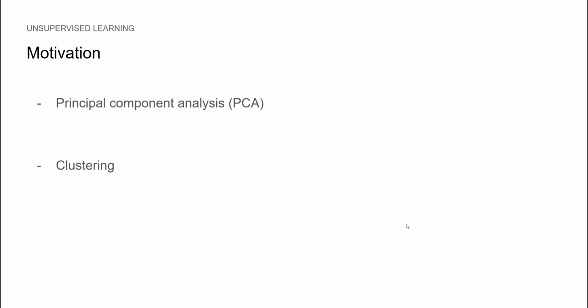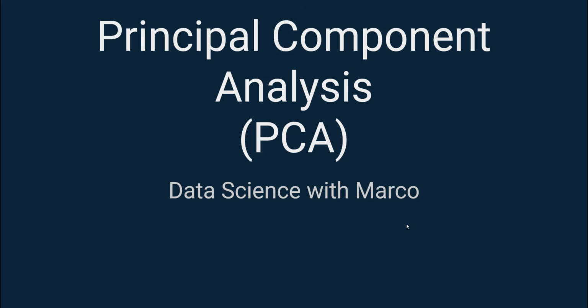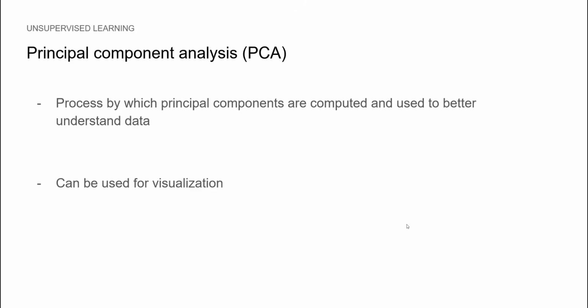In this section, we will mainly focus on two techniques, which are principal component analysis, or PCA, and we will take a look at clustering algorithms. Let's cover PCA first. PCA is a process by which principal components are computed and used to better understand data. They can also be used for visualizations.